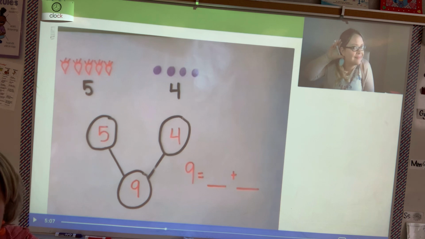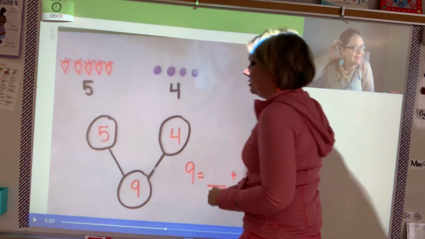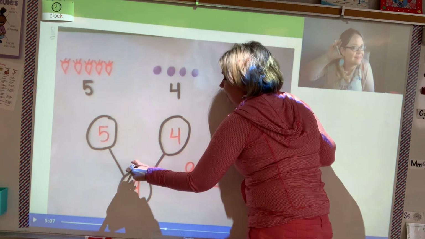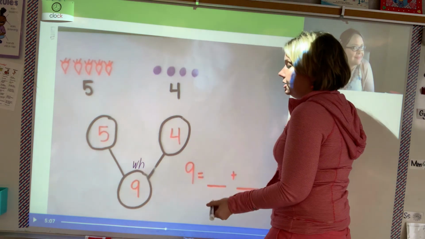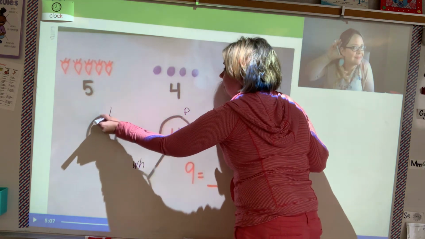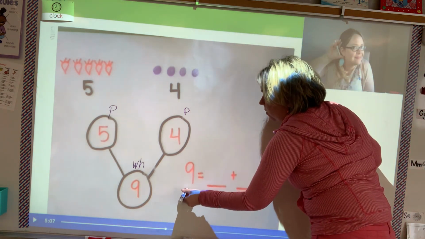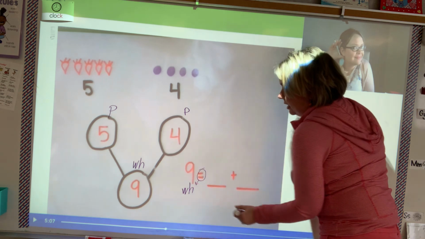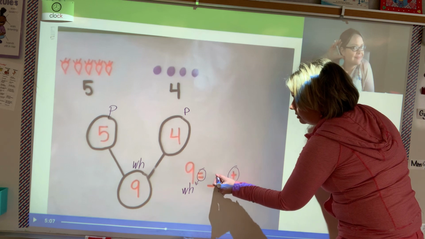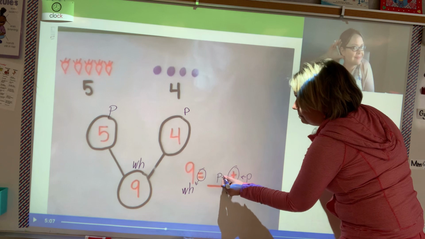Right, we learned how to label our number sentences with addition and subtraction. So, with addition, our number bond's always the same. We learned the digraph WH for whole, and then part. And then with our number sentence, our whole is always by the equal sign. And the two parts are always going to be on either side of the plus.